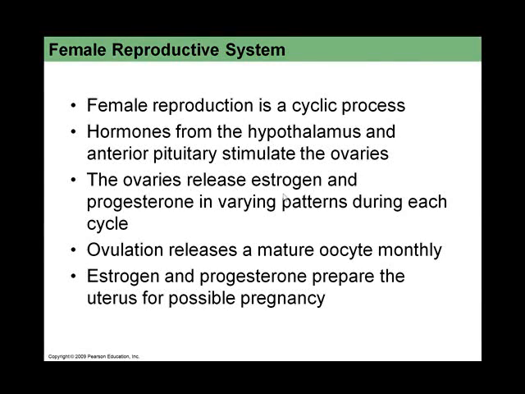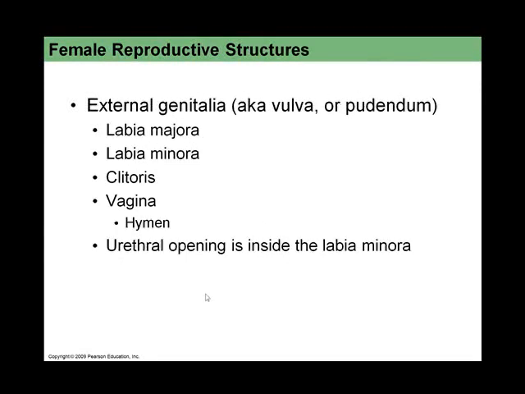The ovaries are releasing the estrogens and the progestins in varying patterns during each cycle. Ovulation releases a mature oocyte, one of the ultimate objectives of the cyclical release of the hormones. And then estrogen and progesterone prepare the uterus for the possible pregnancy, a second objective of this cycling hormonal system that I will call collectively the menstrual cycle. And we'll delineate that in a moment.